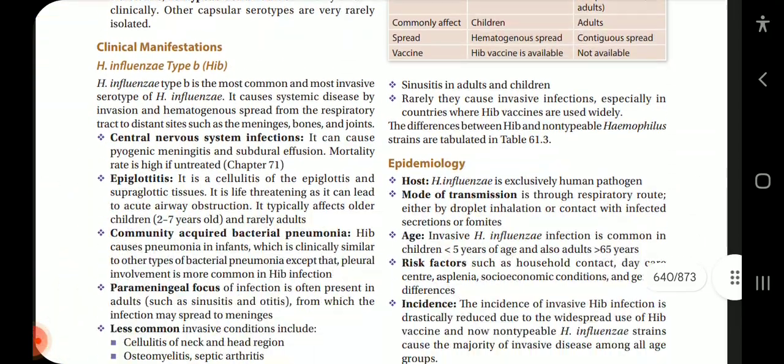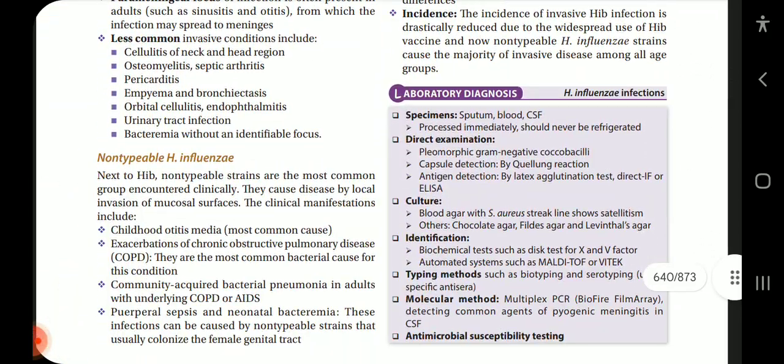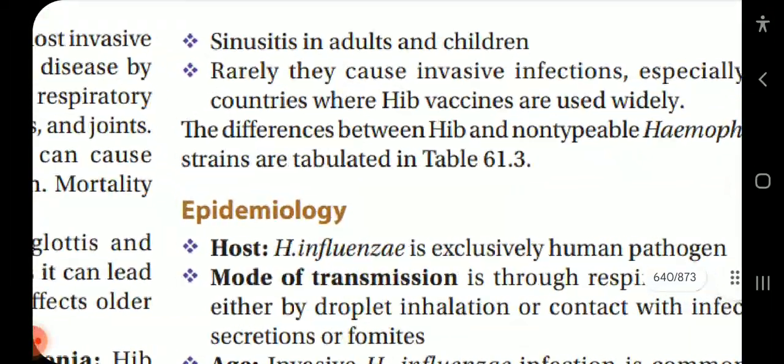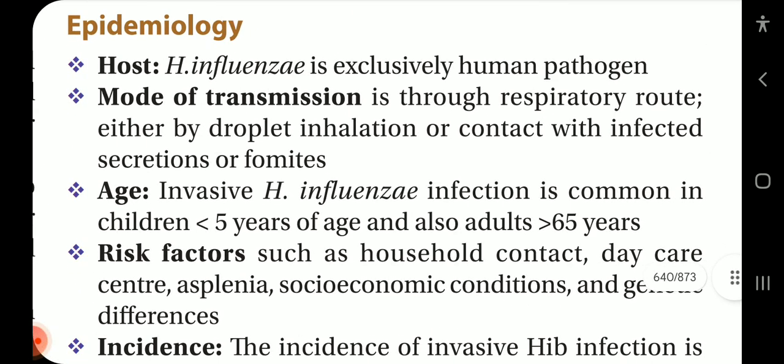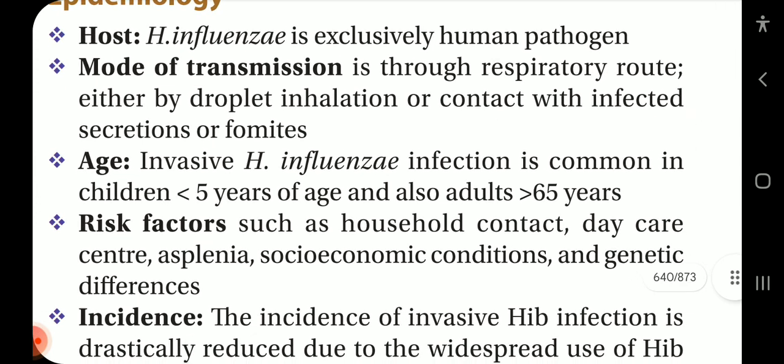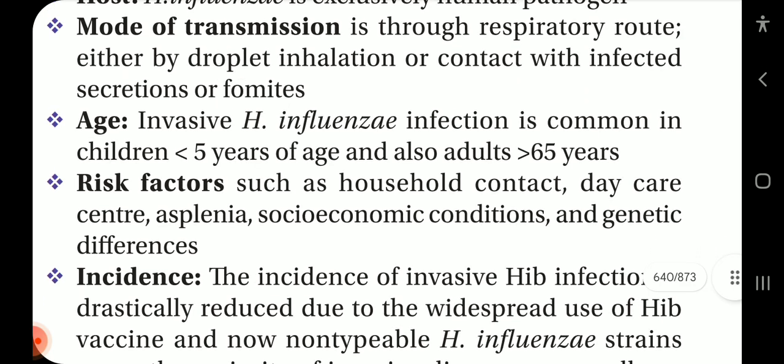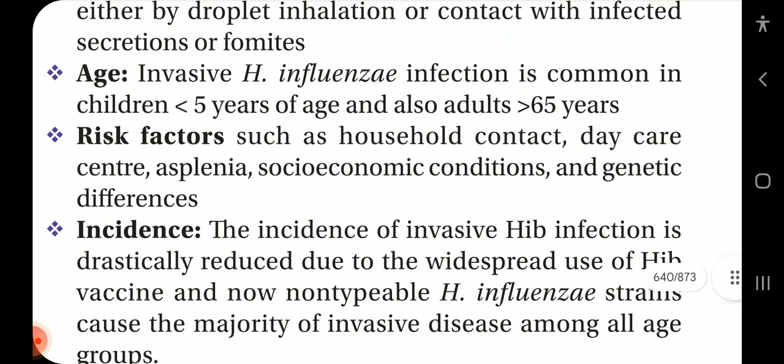Continuing the non-typable H. influenzae, it can cause sinusitis in adults and children. Rarely they can cause invasive infections, especially in countries where HIB vaccines are used widely. The differences we have already discussed. Now epidemiology. Host: Haemophilus influenzae is exclusively a human pathogen. Mode of transmission is through respiratory route, either by droplet inhalation or contact with infected secretion or fomites. Age: invasive Haemophilus influenzae infection is common in children less than 5 years of age and also adults more than 65 years of age.